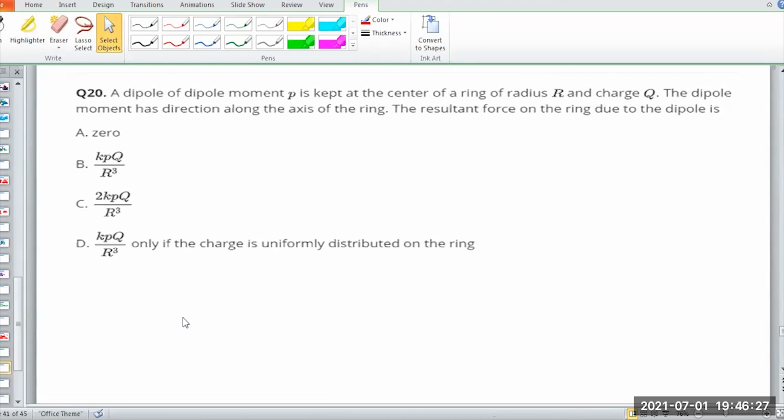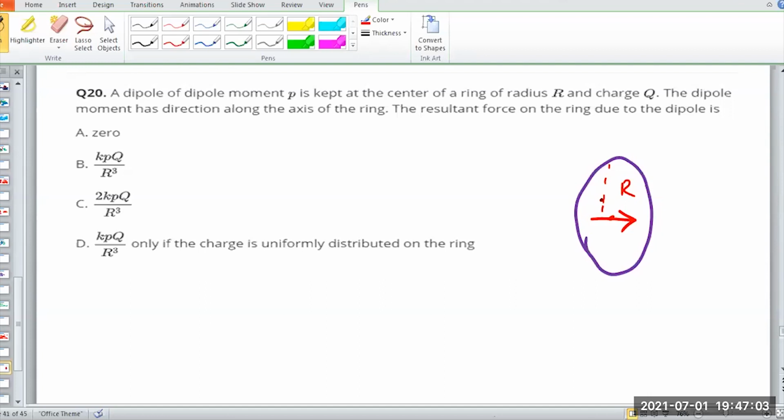A dipole of dipole moment P is kept at the center of a ring of radius R. What I am given: a ring is given, and a dipole is given, which is at its center, the ring of radius R. Okay. Now the dipole moment has direction along the axis of the ring. We have to find the resultant force on the ring due to the dipole.